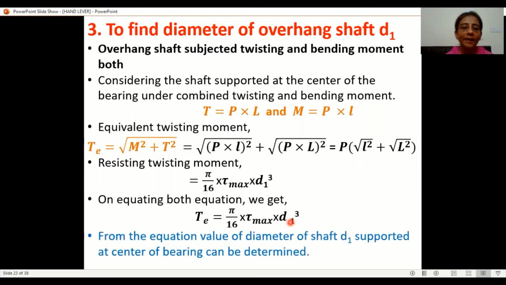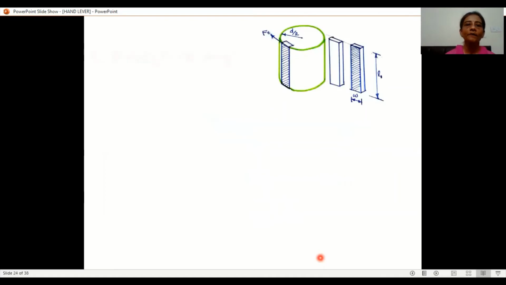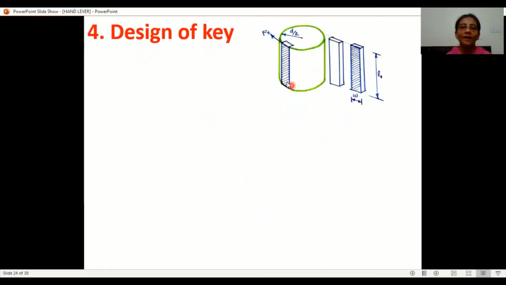But that diameter, we will be taking slightly larger than the supported diameter to make it stronger. That we will see in numericals. Fourth step is the design of key. We can see here that half of the key is there in the shaft depth wise and the remaining half thickness is there in the boss.